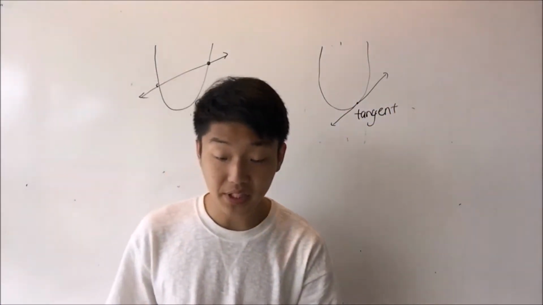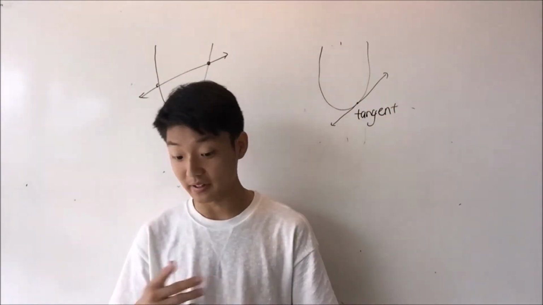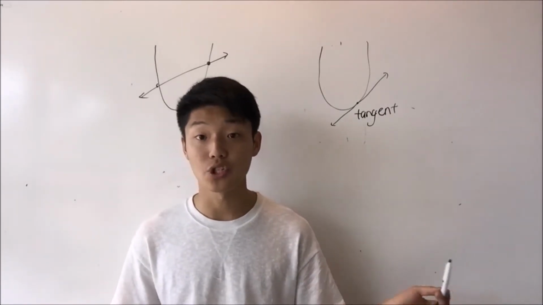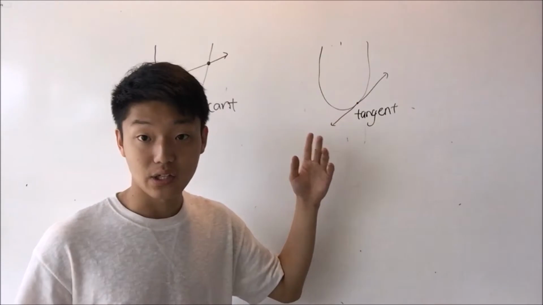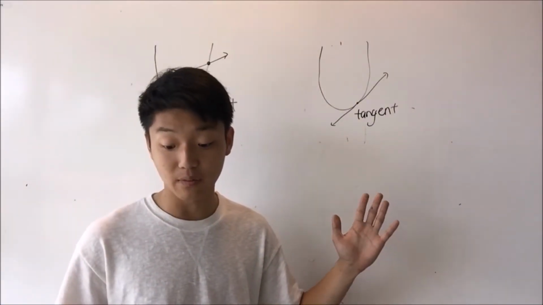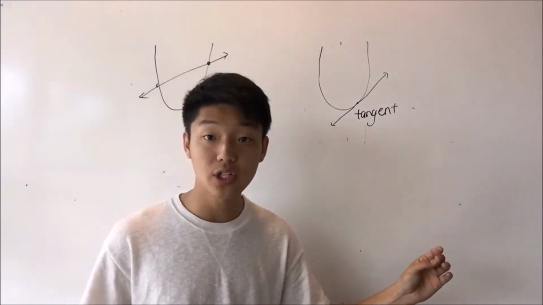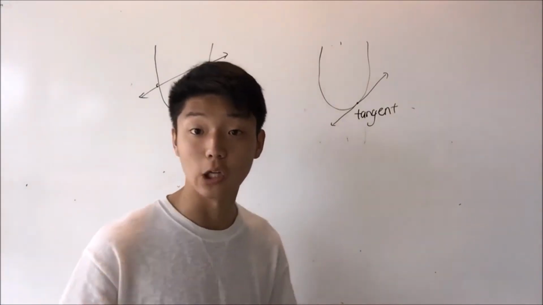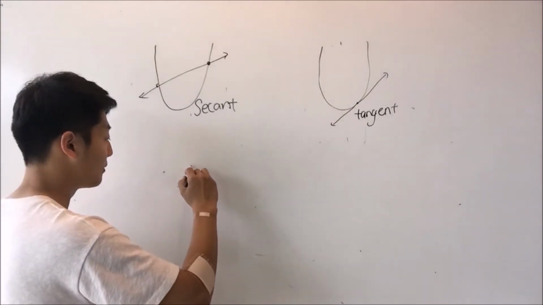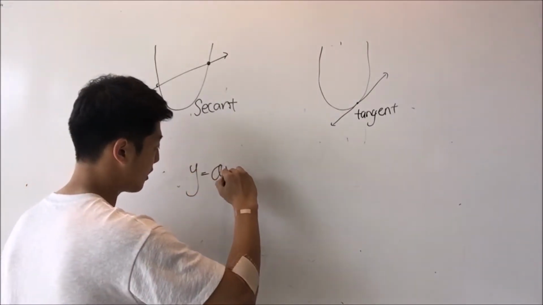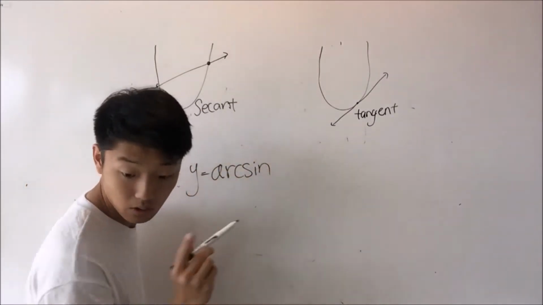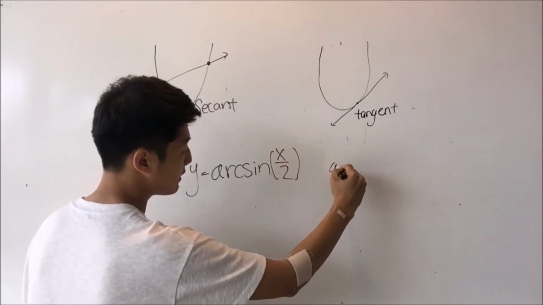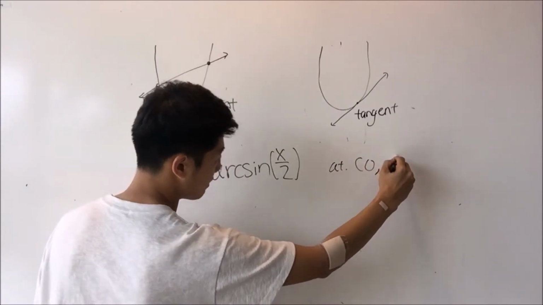Because we're talking about slope, from the given equation y equals arc sine of x over 2 at the origin, the given point is the origin. And at that origin, it asks for the tangent line, which means its slope. So let's write it down: arc sine of x over 2 at the origin, 0 and 0.